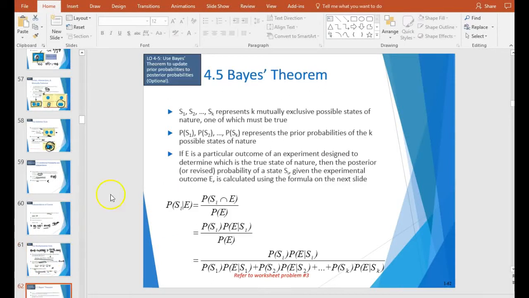So it'll take us to Bayes' theorem next. Go ahead and read that slide just for a second. So not quite sure why the book wants us to learn Bayes' theorem. But I'll teach it to you guys, and then we're just going to use contingency tables to solve any problems that we have with Bayes' theorem.